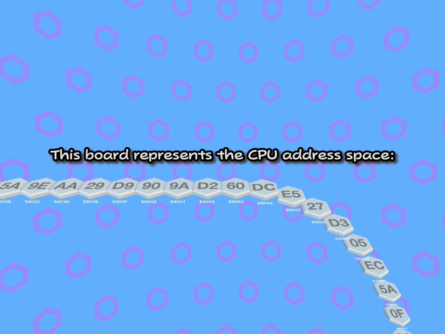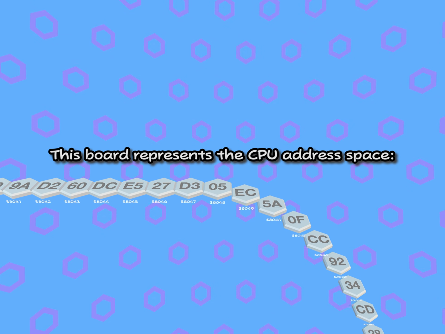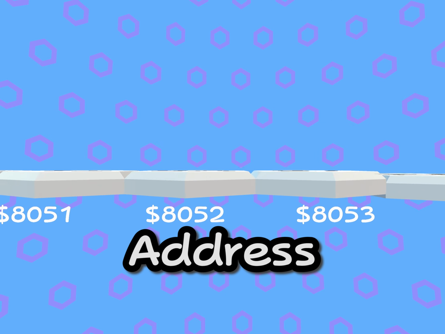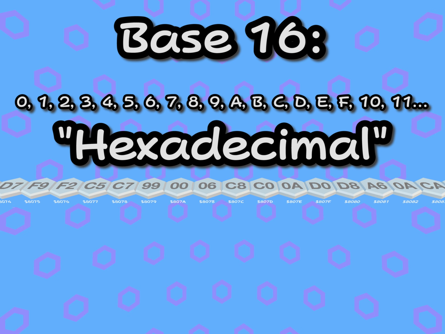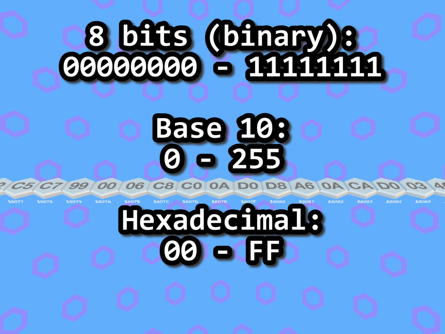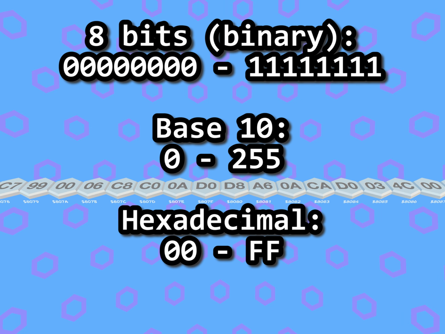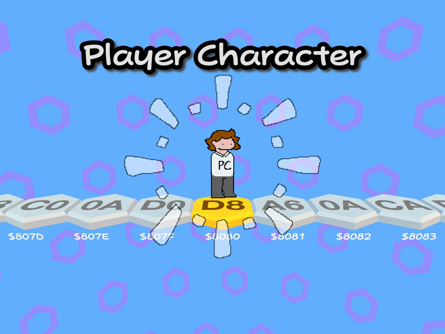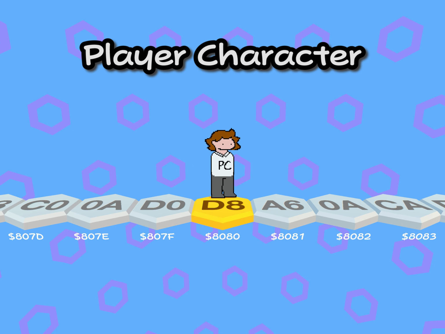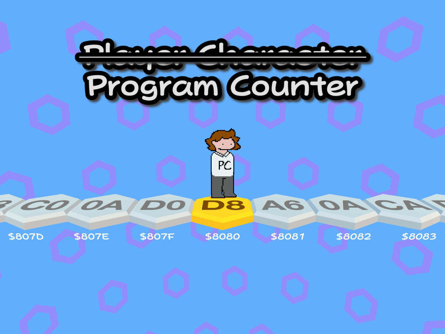Consider a board game. The board consists of about 65,500 tiles in a horizontal row. Every tile has both an index, called an address, and a value, called a value. These indexes and values are typically shown in base 16, hexadecimal. This is because an 8-bit value, or a byte, can be neatly represented as 2 digits of hexadecimal. This board will have a single player character labeled PC. It actually stands for program counter.